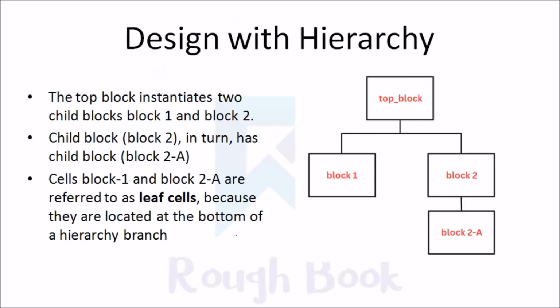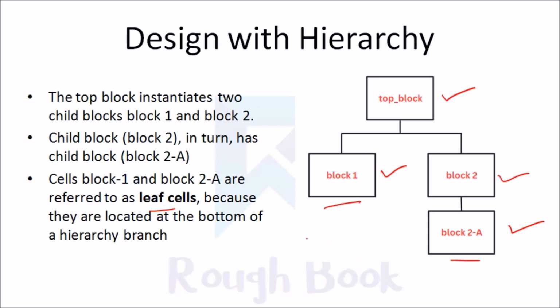First we'll see the design and the hierarchy. In this figure you can see there are blocks. One is the top block, which can also be called the parent block. This top block instantiates two child blocks, block 1 and block 2. And block 2 in turn has another child block, block 2a. As block 1 and block 2a are at the bottom of the hierarchy, these two blocks are called leaf blocks. So this is the hierarchy: parent block, child block, and a child block can also have child blocks. The bottom blocks are called leaf blocks.